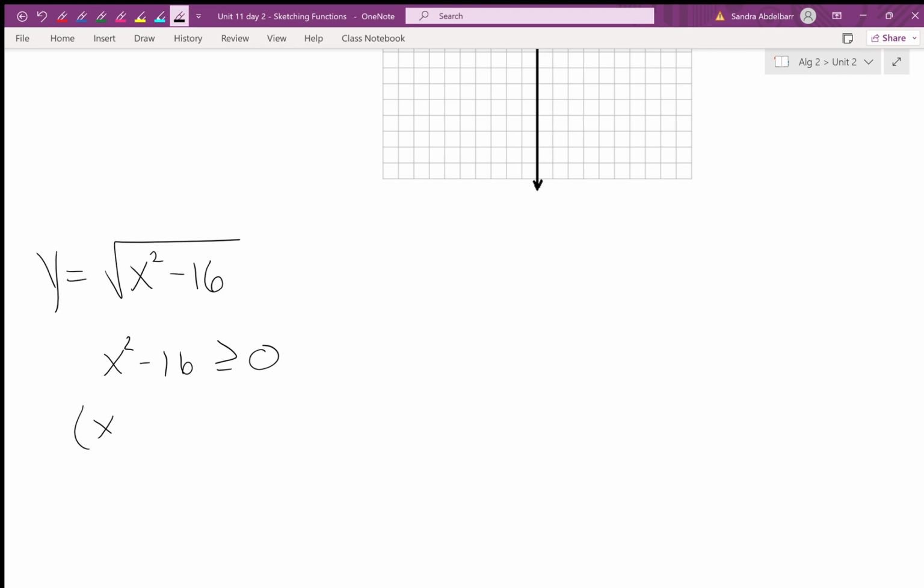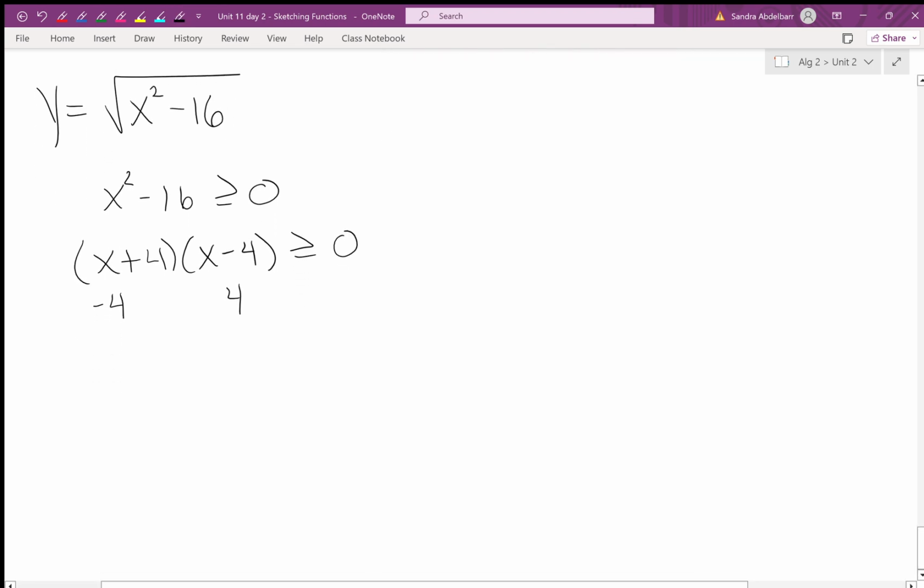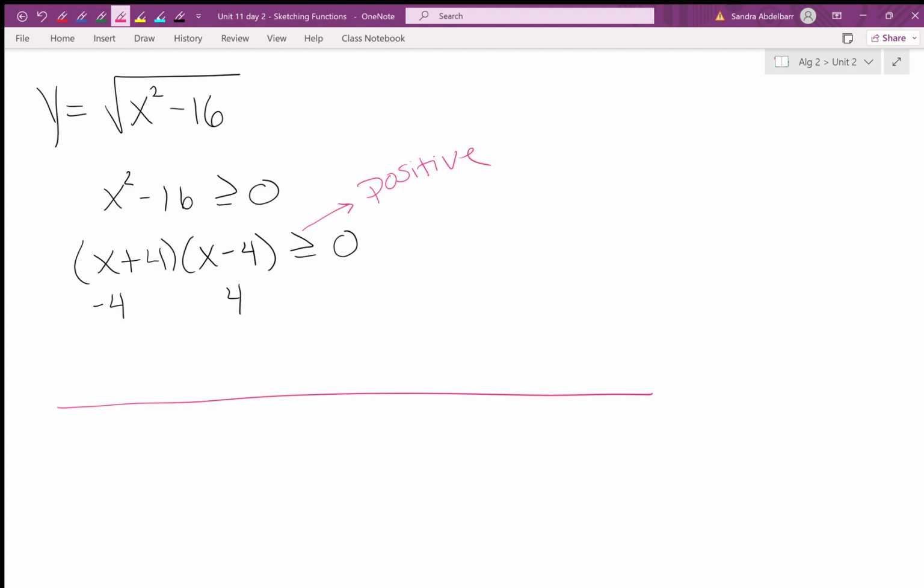Okay. So we are x plus 4, x minus 4 greater than or equal to 0. What are the reference numbers? Negative 4 and positive 4. Okay, so now we test the regions. When we test the regions, do we want it to be positive or negative? Positive. Because it's greater than, we need it to be positive. So what regions am I testing? I'm going to test x is less than or equal to negative 4. Negative 4 is less than or equal to x, which is less than or equal to 4. And x is greater than or equal to 4.